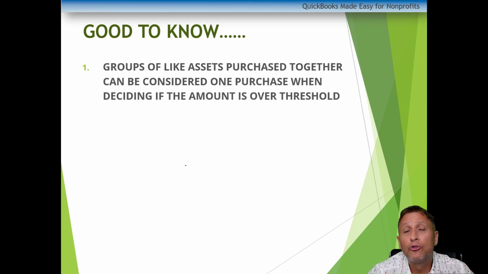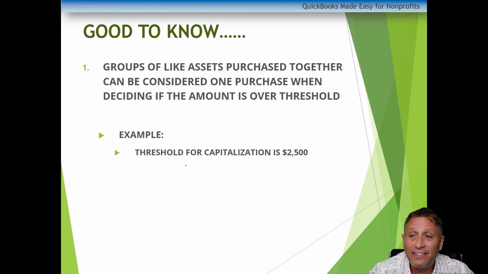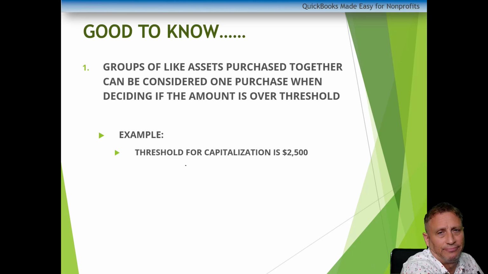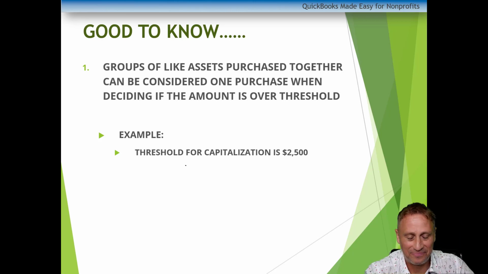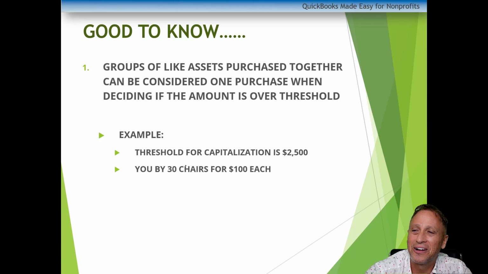If you buy a group of assets purchased together, they can be considered one purchase when deciding if the amount is over the threshold. Okay. So what I mean is, let's say the threshold for capitalization your organization has decided is $2,500. All right, real life. $2,500. And you buy 30 chairs that cost $100 each. Okay, so the total is $3,000.